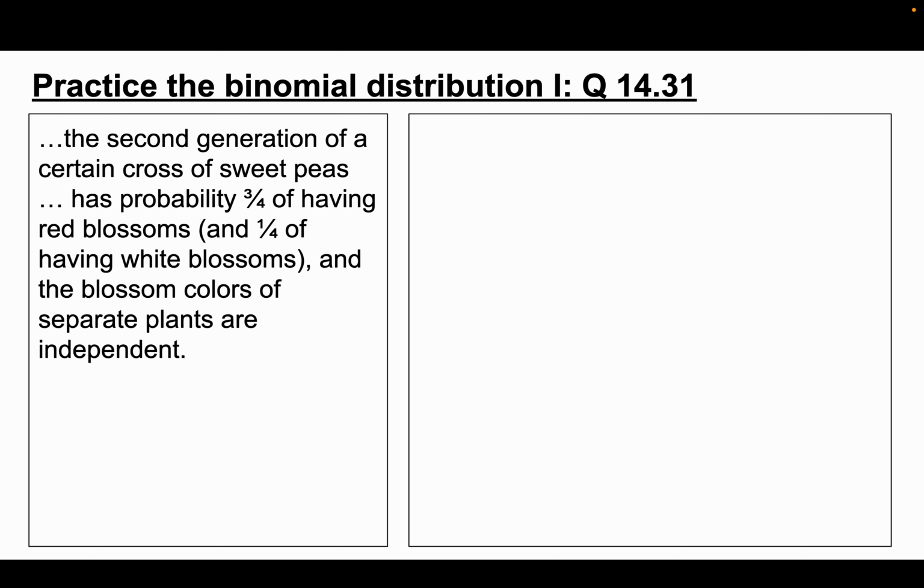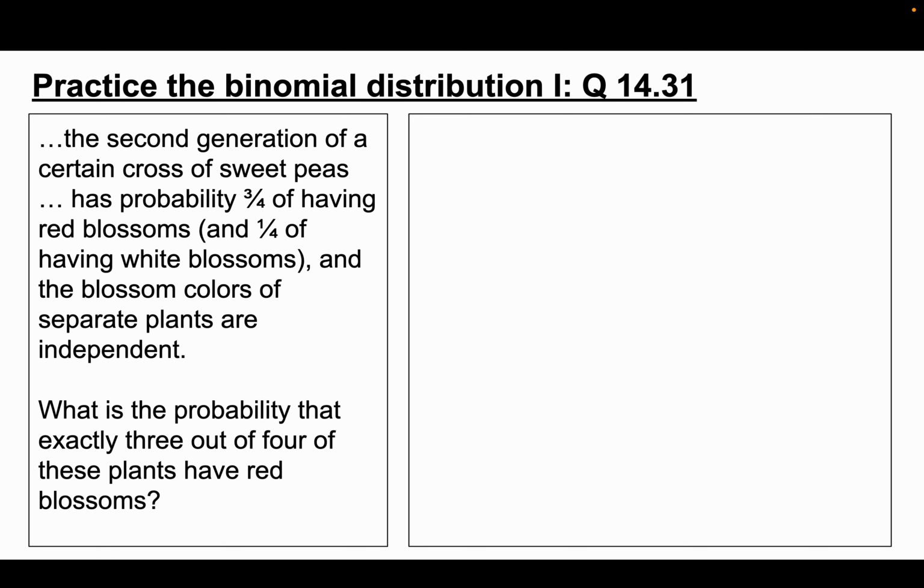So think about this possible setup. The second generation of a certain cross of sweet peas has probability 3/4 of having red blossoms and 1/4 of having white blossoms, and the blossom colors of separate plants are independent. So what's the probability that exactly 3 out of 4 of these plants have red blossoms?